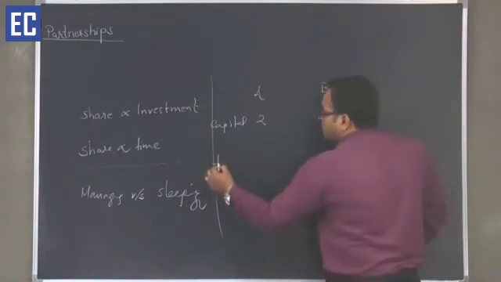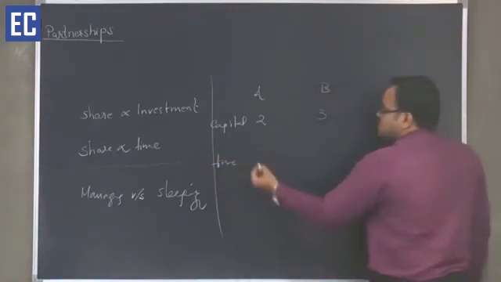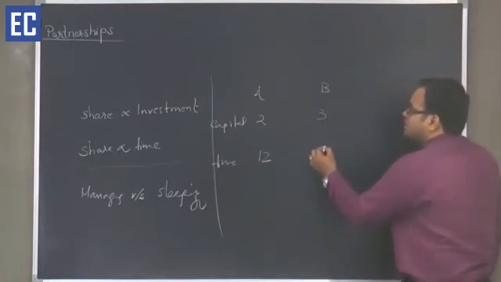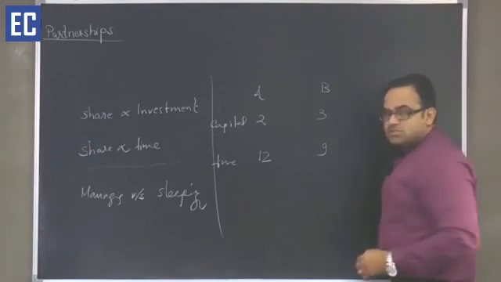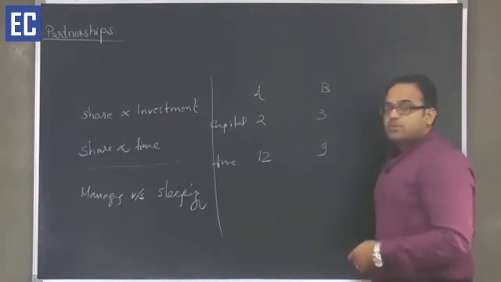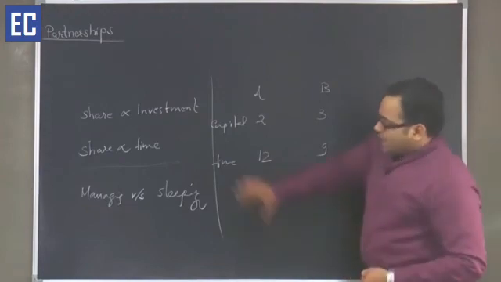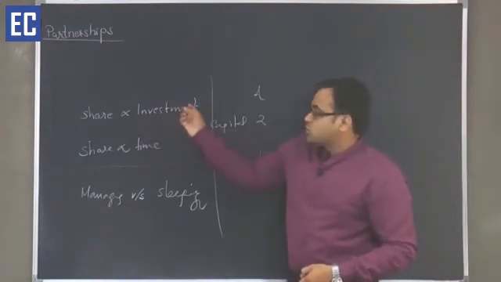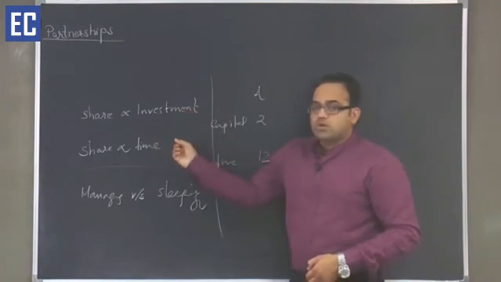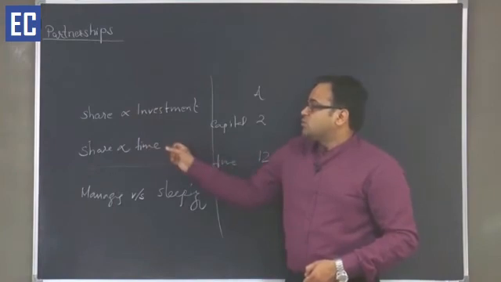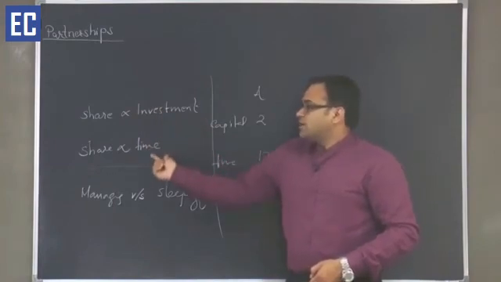Similarly, if I look at the time, A has invested his capital for the entire duration of 12 months, where B has invested his capital only for a duration of 9 months. Then in what ratio will the profit be shared between A and B? So as we can see from here, share is proportional to investment, share is proportional to time. So if I multiply both, I will get the share is proportional to the product of investment and time.